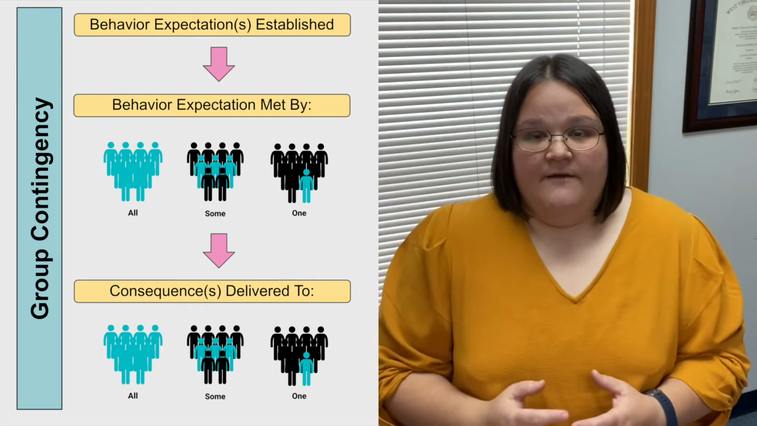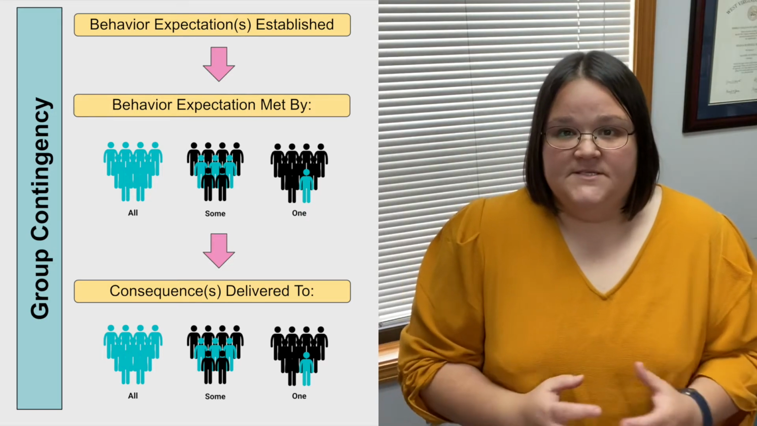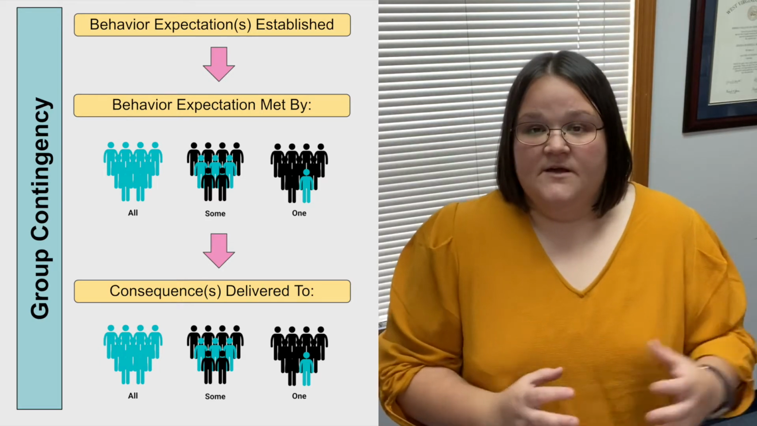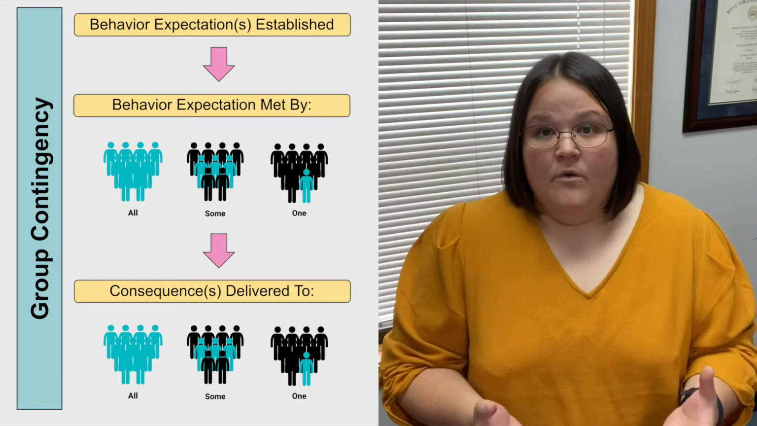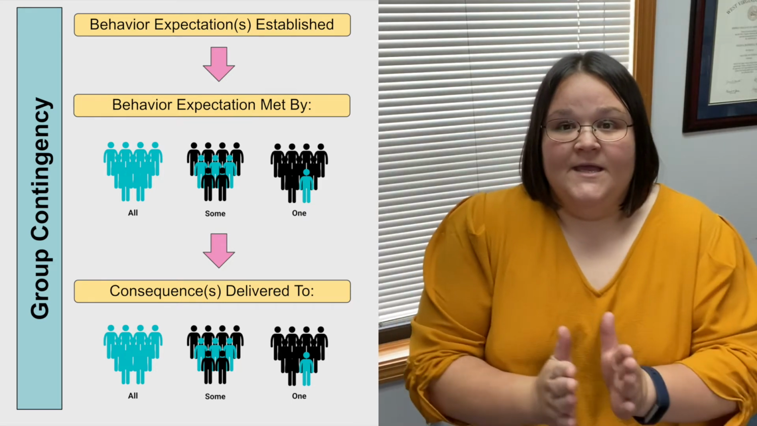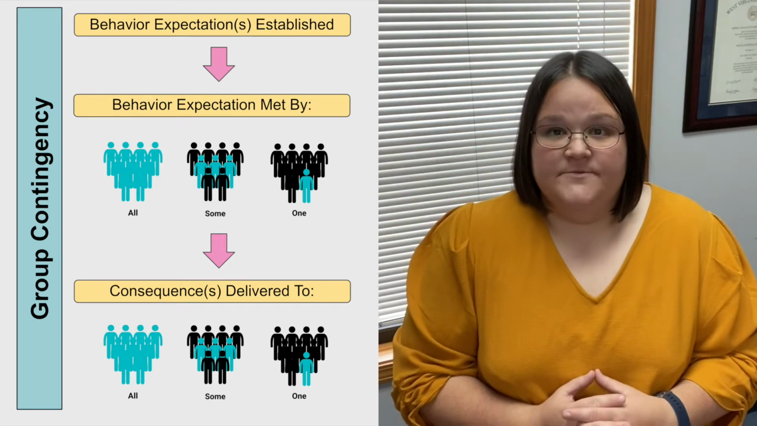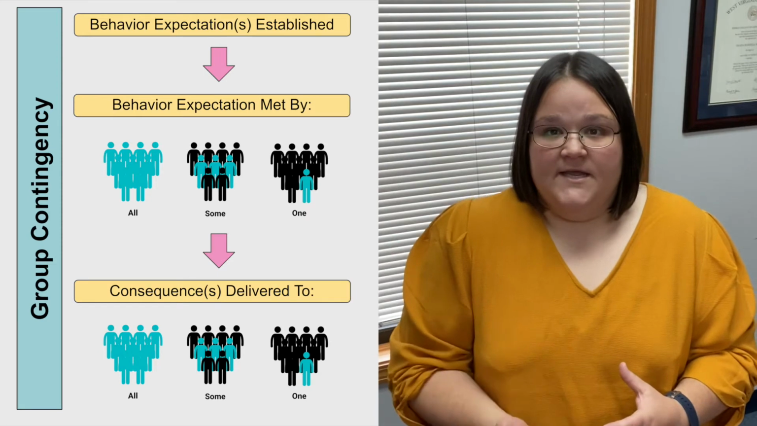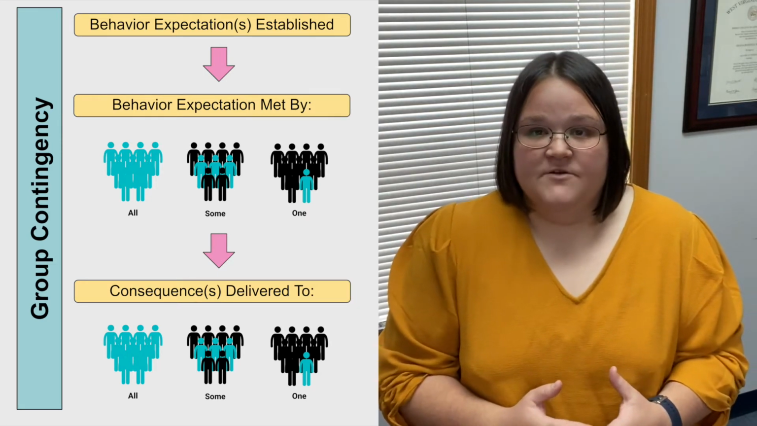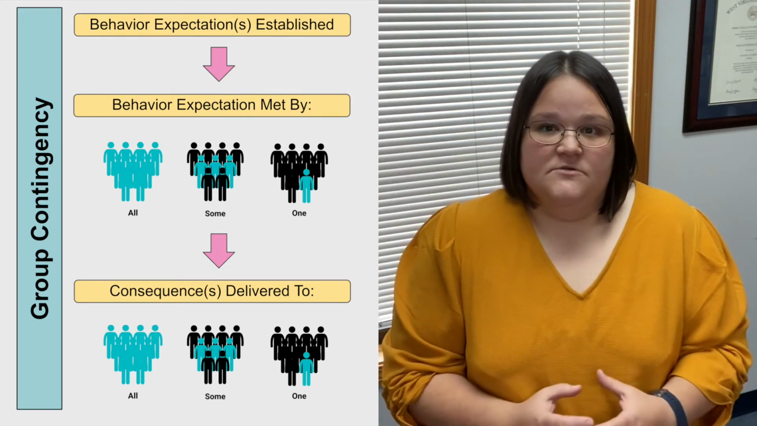As you can tell from the graphic, there are lots of different ways that you could arrange a group contingency. You could set up a system where all students in the class earn the reward only if all students in the class meet the behavior expectation. Or you could set up a system where individual students who meet the expectation individually earn the reward. Various types of group contingency arrangements have been effective in increasing academic performance and other positive behaviors, as well as decreasing problem behaviors for whole classes of students, smaller groups of students, and individual students within the classroom.